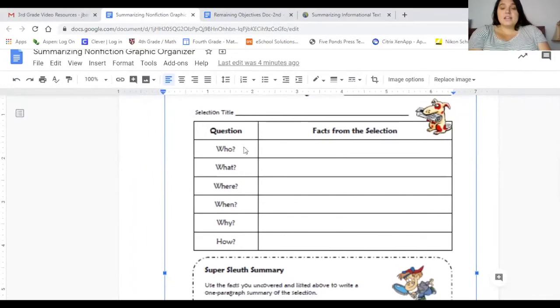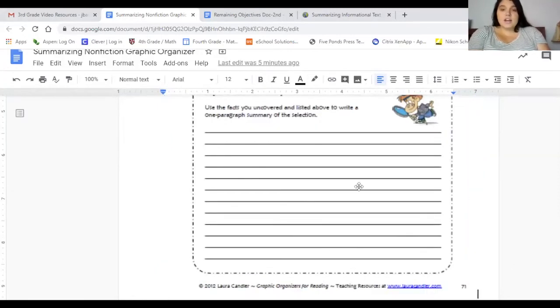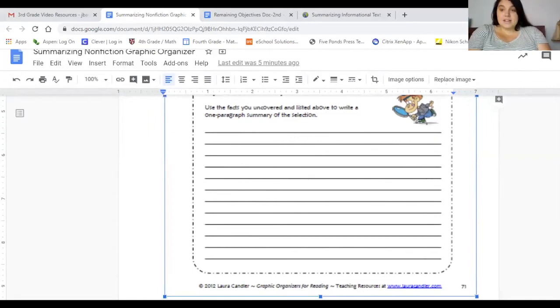And then underneath it says question: who, what, where, when, why, and how. So these are the important questions that you're going to ask yourself about what you just read. And then you're going to put the answers to those questions right here under facts from the selection. Once you have all of this filled out, then you can come right under here and write your nice paragraph or your few sentences about what you read, which will become your summary. Okay, so we're going to use this a lot when we're together this next couple of days, and you're going to see this a couple times.